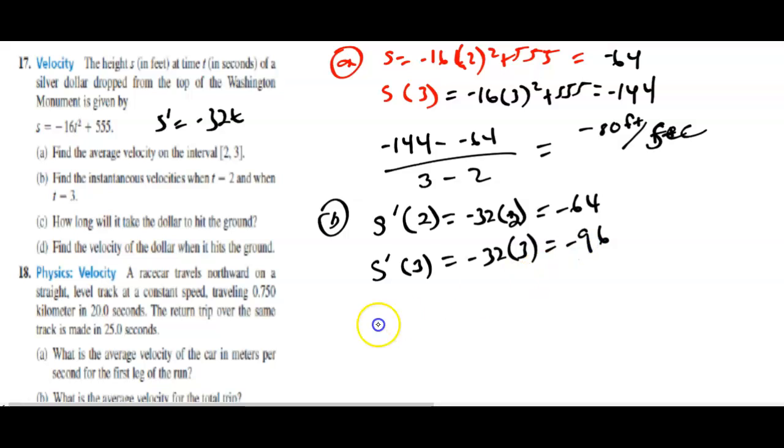Alright, now part C says how long did it take the dollar to hit the ground? Alright, so the ground is 0, right? So I'm going to subtract 555 from both sides.